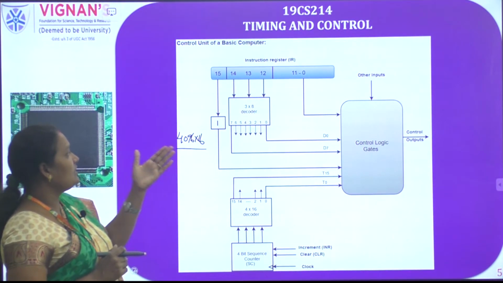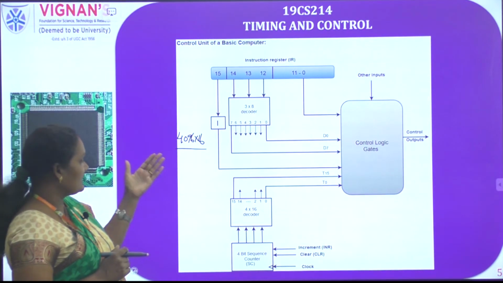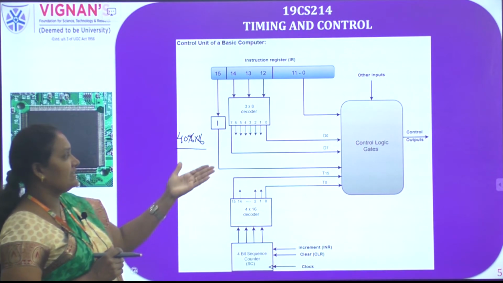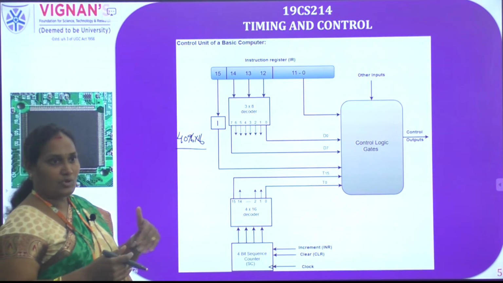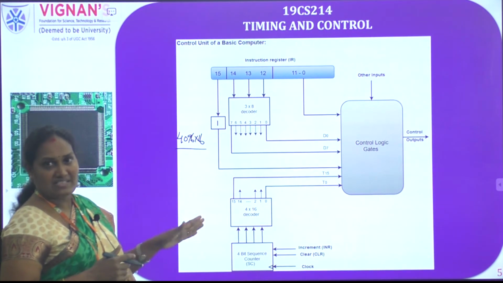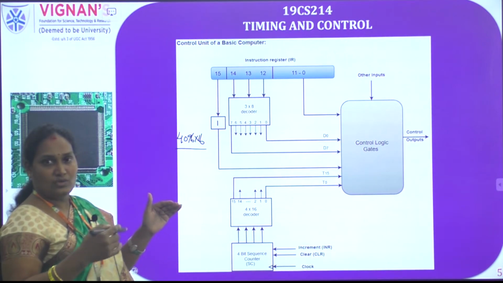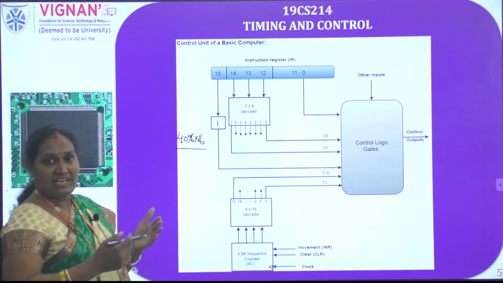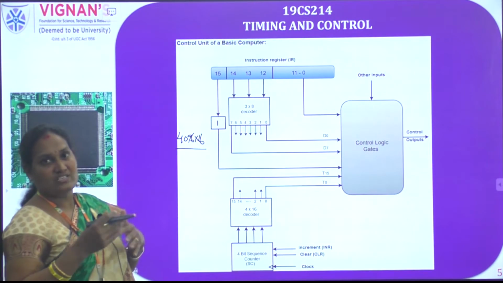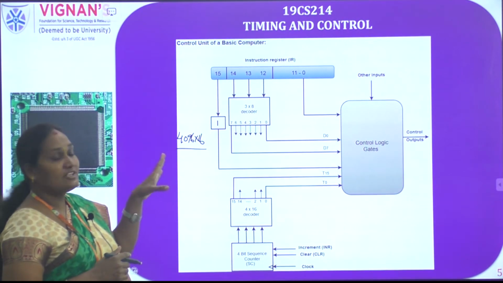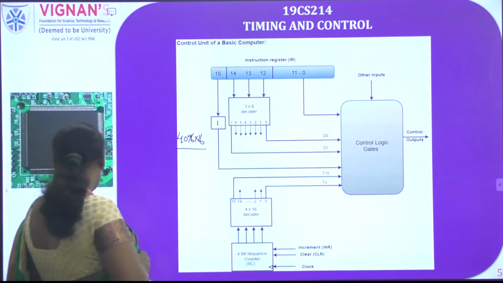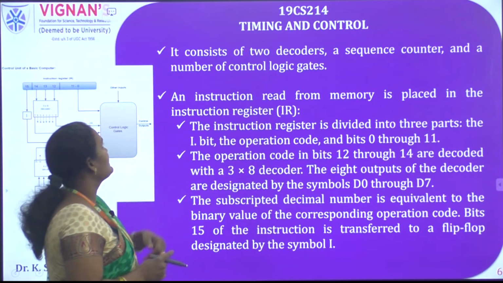And what is the work of all these things? What the 3x8 decoder can do, what the 4x16 decoder can do, and what about the control logic gates. So we are going to discuss all these things, how clock pulses are generated. While we are executing an instruction, at which clock pulse which micro operation is to be executed, that we need to know. So how the clock pulses are generated, we need to know all those things. So right, next, coming to the next one.